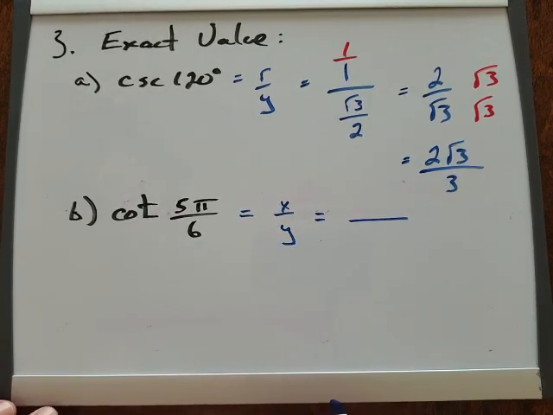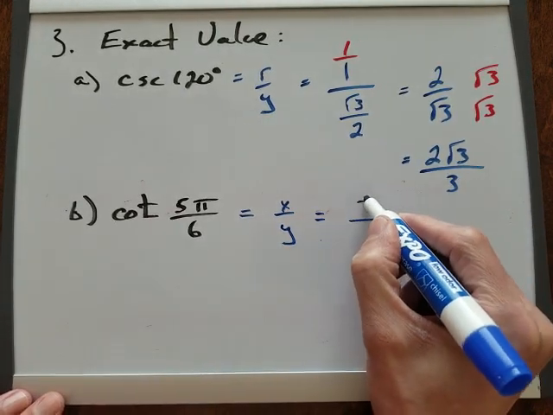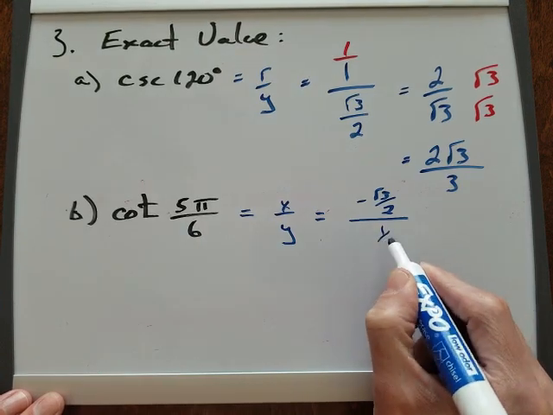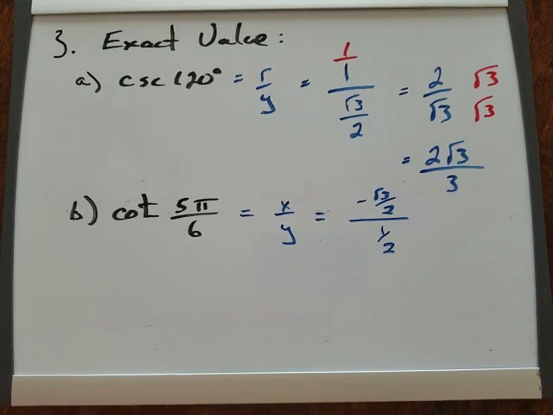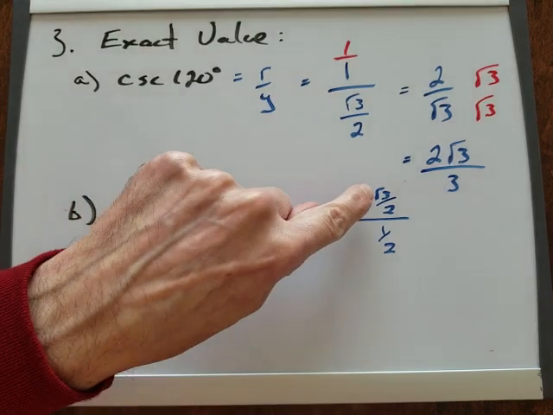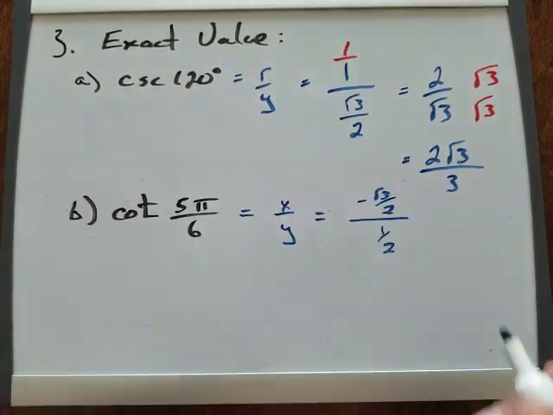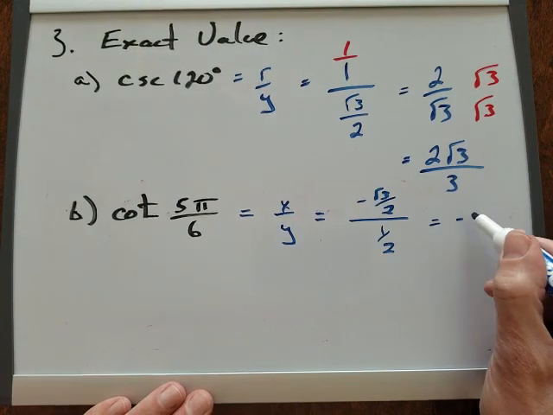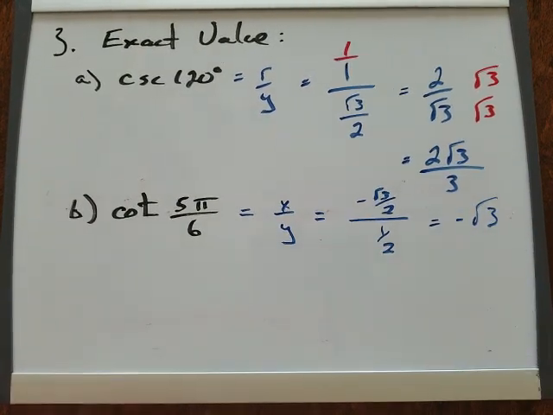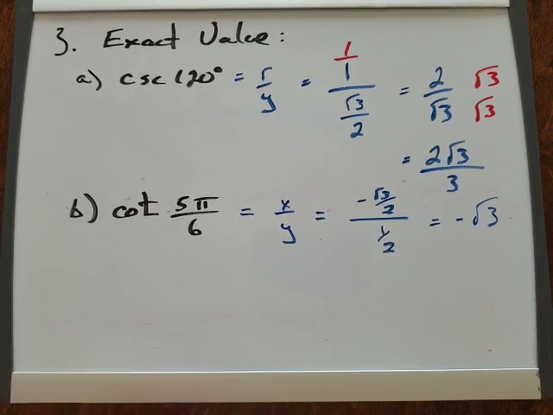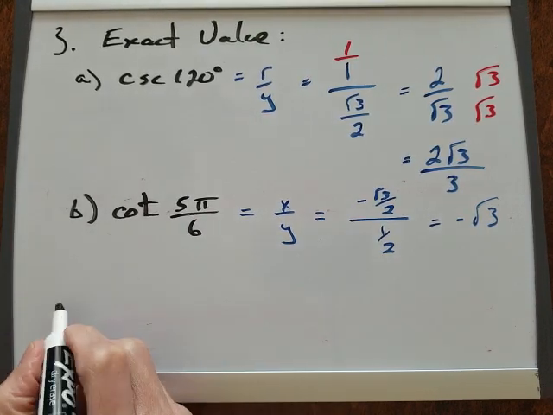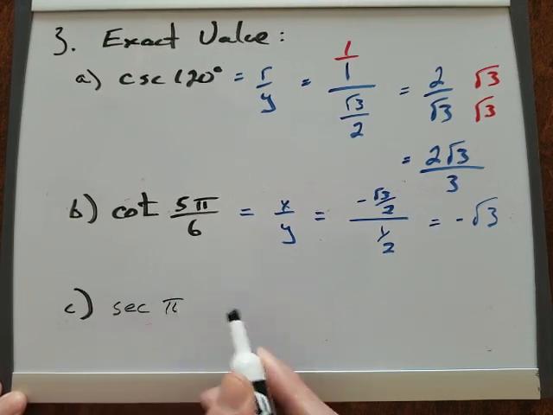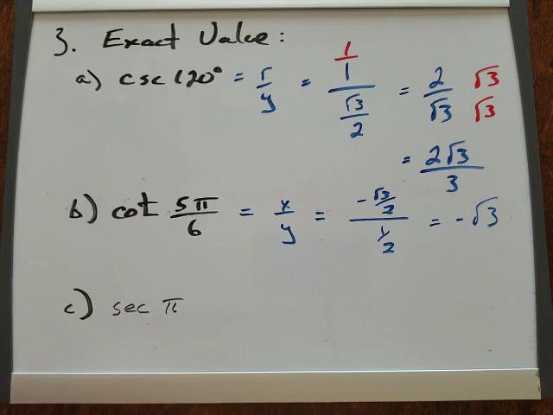So we look up our values, and the x value is negative root 3 over 2. The y value is 1/2. This one's going to be a little bit easier. When we divide one fraction by the other, and we flip it up, I hope this isn't bypassing too many steps, but the 2's will cancel out, and we will be left with a final answer of negative root 3. Now our final example is what is the secant of pi? So we're hopefully into a good flow right now.